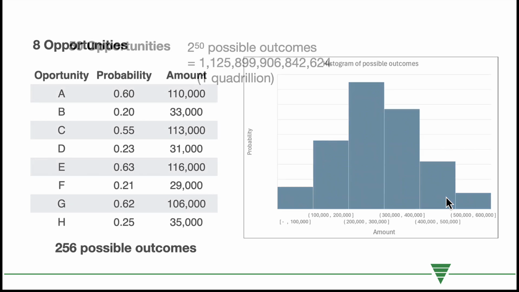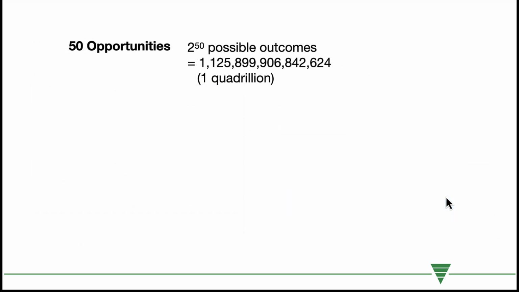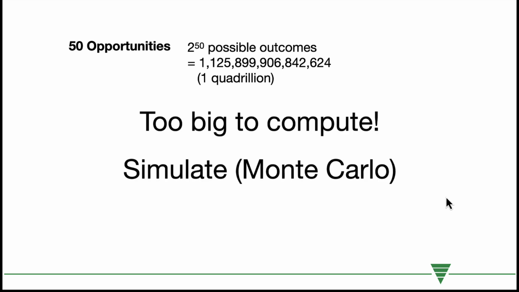Now, what if we had a more realistic number of opportunities in our funnel? Let's say we had 50 opportunities. Well, with 50 opportunities, we have 2 to the 50th power possible outcomes. That's going to really tax your computer and your head to plot all those. We can't possibly compute them all, but we can hope to estimate it by simulating, and that's what we're going to show you how to do next.